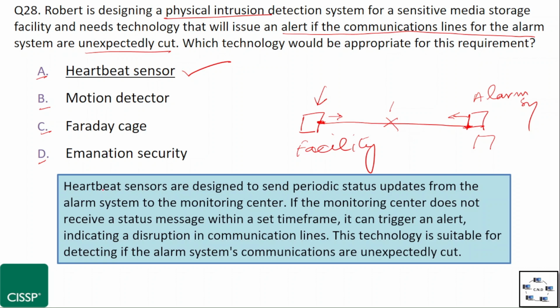So the explanation is that heartbeat sensors are designed to send periodic status updates from the alarm system to the monitoring center. If the monitoring center does not receive a status message within a set time frame, it can trigger an alert indicating a disruption in communication lines. This technology is suitable for detecting if the alarm system's communication lines are unexpectedly cut.